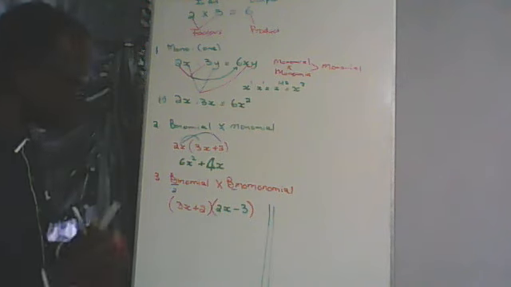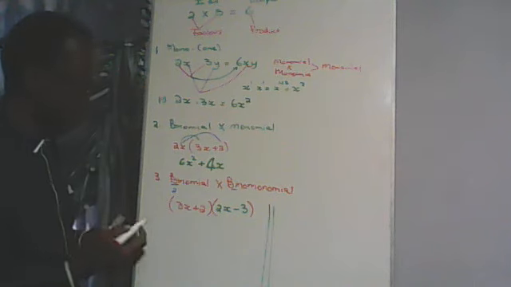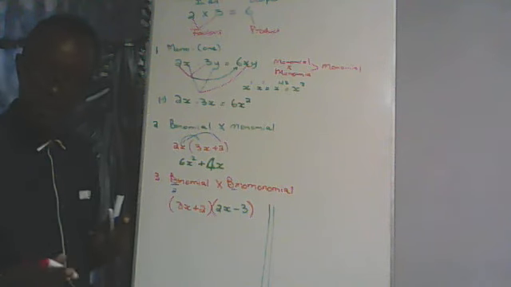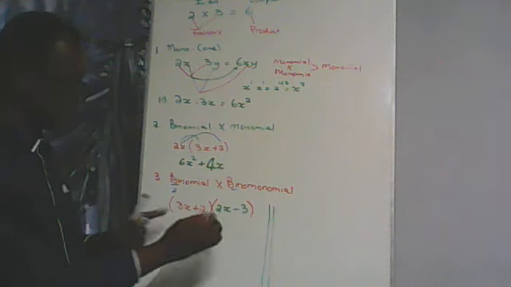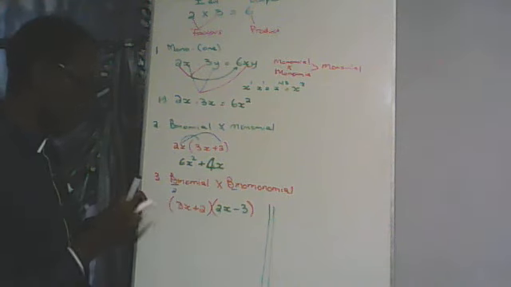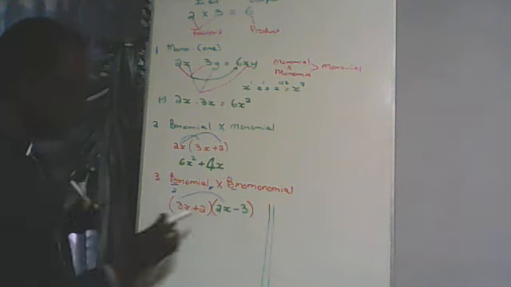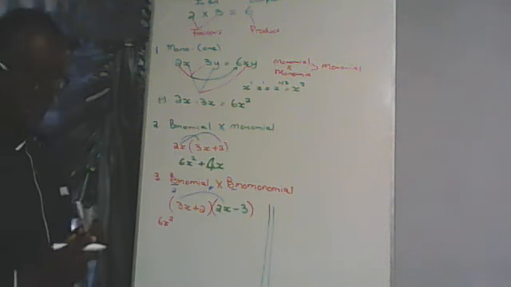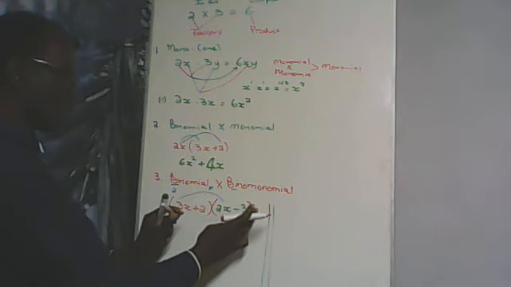So let's do it. The first one is called the FOIL method. FOIL: first, outer, inner, last. The first is 3x and 2x. We multiply this by that. That is your F. First, this by that gives you 6x squared. And then we move to outer. The outer ones are 3x and minus 3.